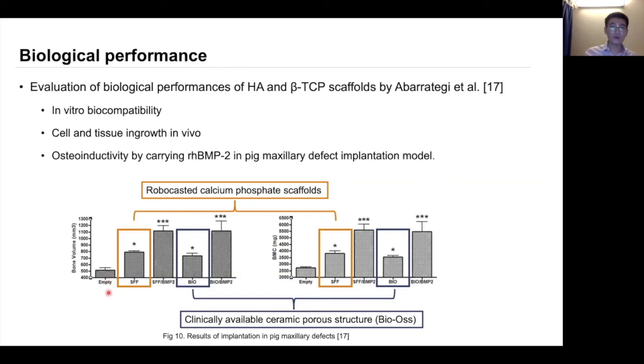If you refer to these two diagrams, you can see that these robocasted calcium phosphate scaffolds actually produced very comparable results compared with the clinically used porous structures. So this shows the great potential of our BTE scaffolds.